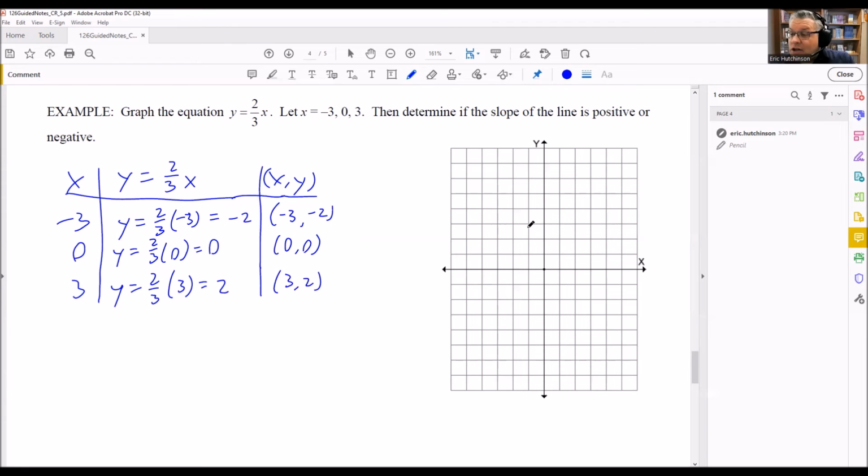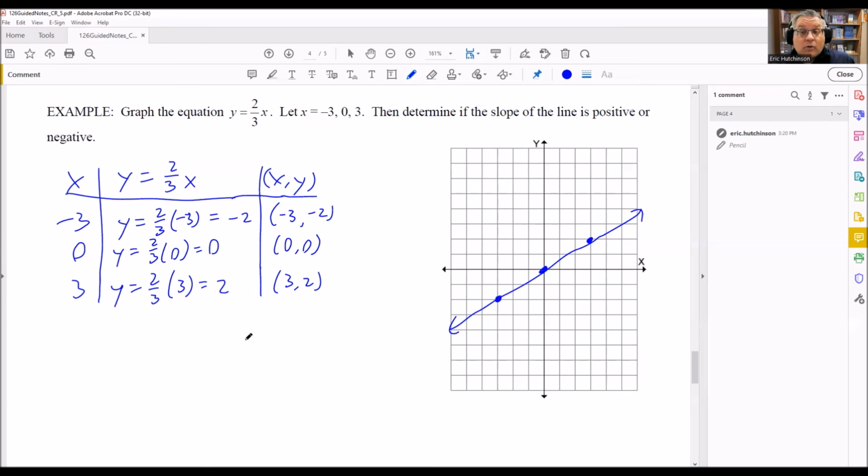Now we're ready to plot these. So we have (-3, -2) is here. Then we have (0, 0). And then (3, 2) is right there. So now we have this, and we can just connect all these with a line like that. That's going to be our line.